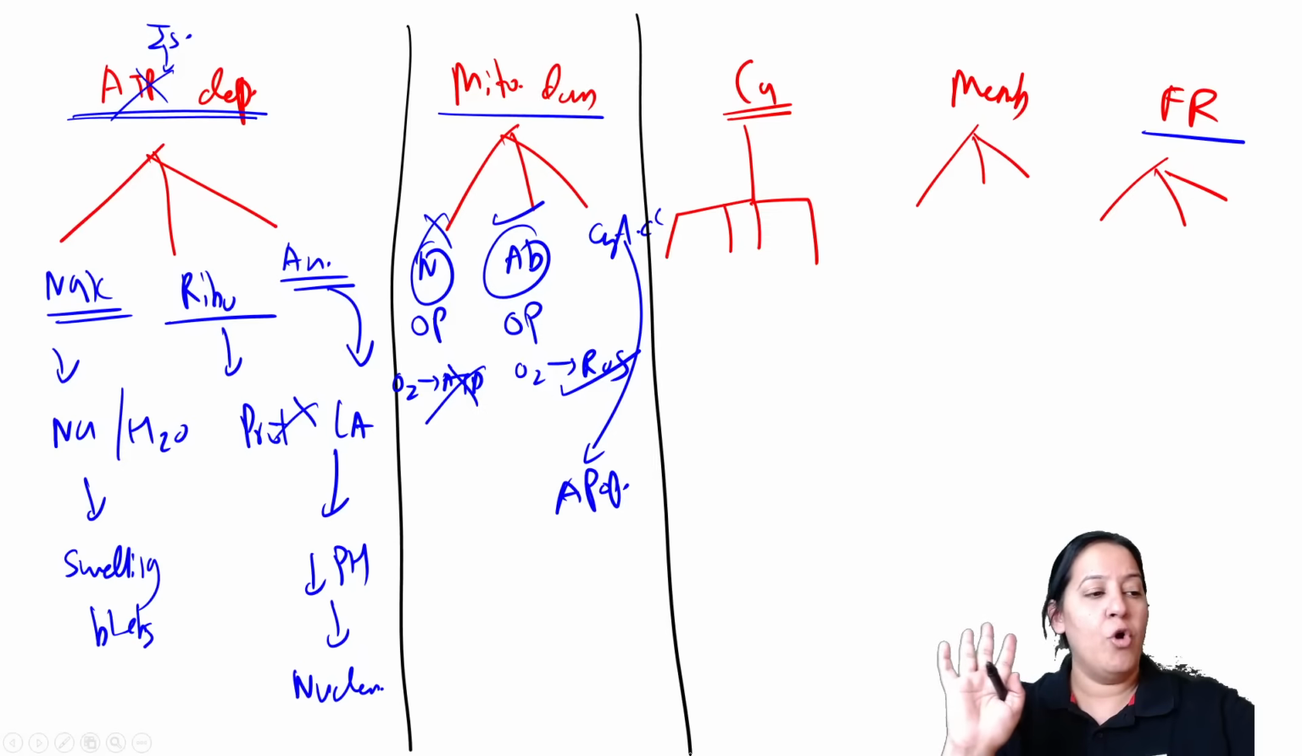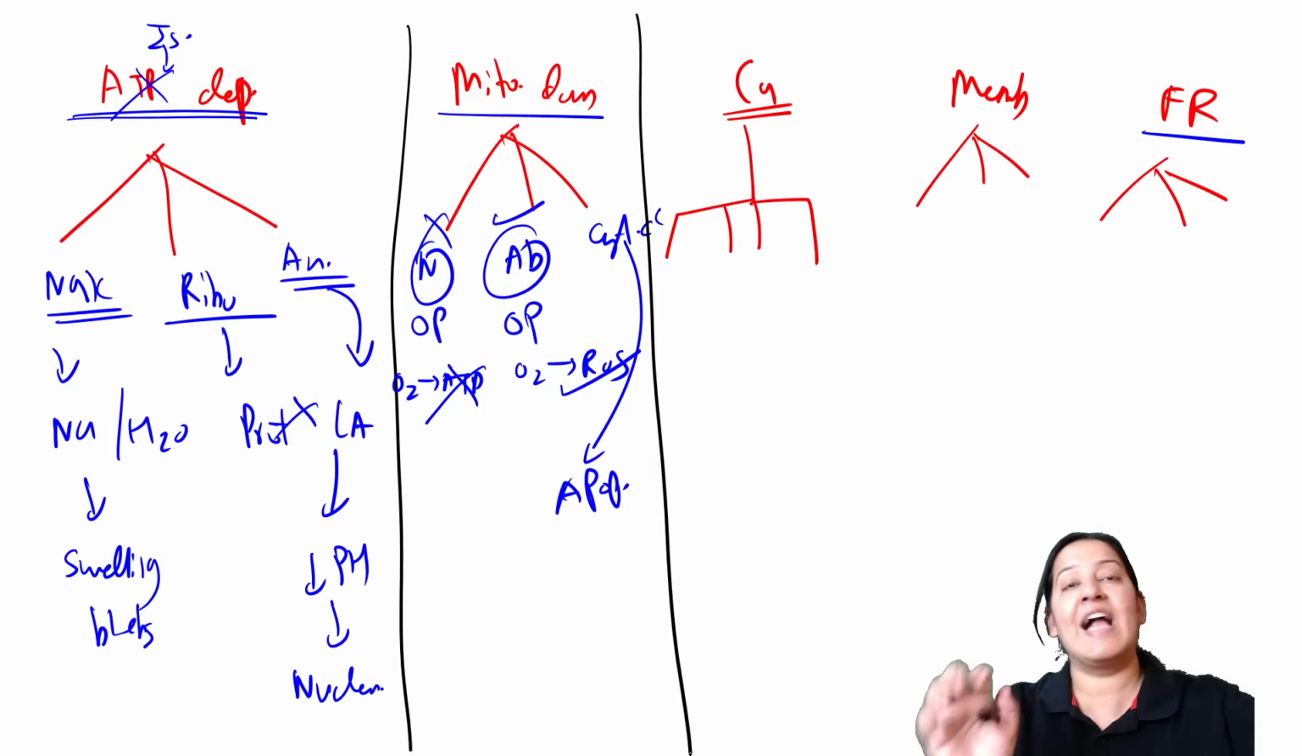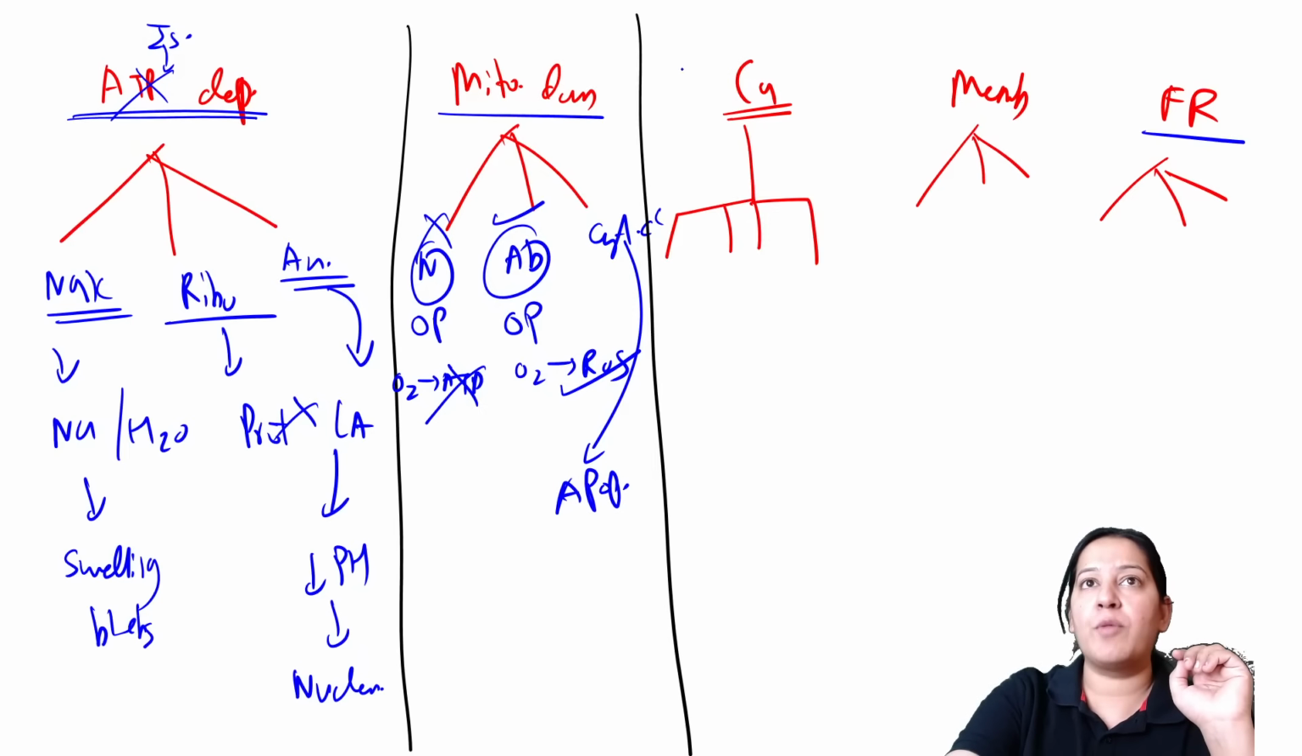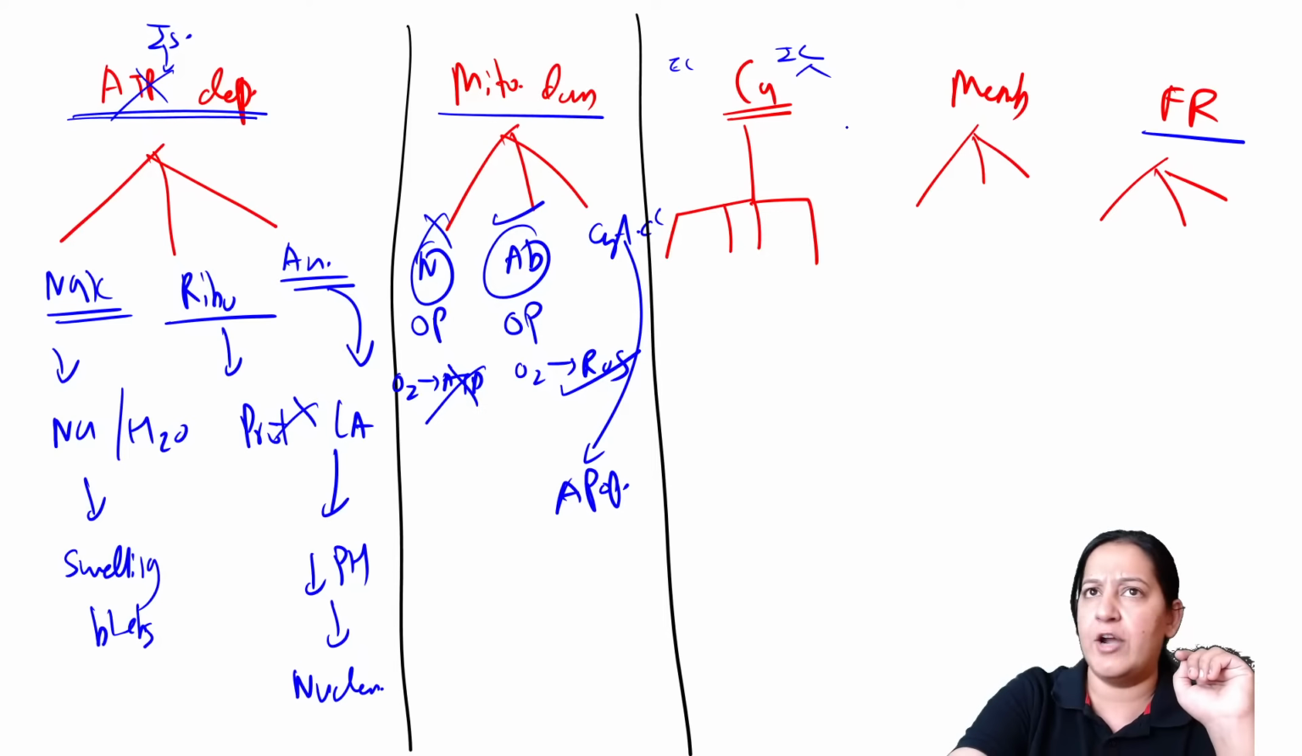Due to calcium homeostasis, the imbalance in calcium homeostasis. So calcium is normally present extracellularly and very rarely it is present intracellularly in the mitochondria and endoplasmic reticulum.